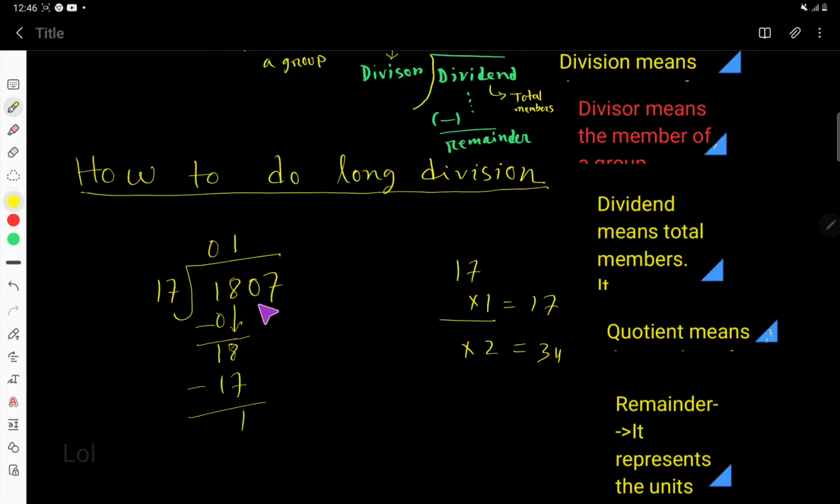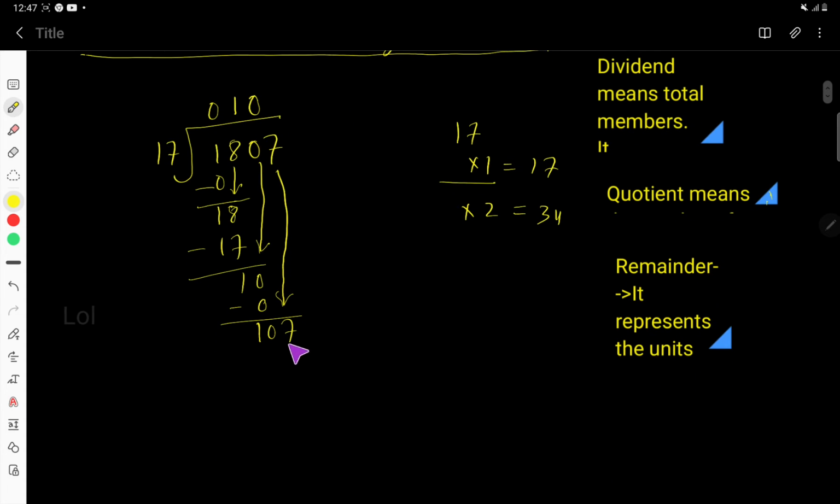So now bring down this 0. So after bringing down this 0, we are getting 10. 17 goes into 10 how many times? 0 times actually, because this is smaller. So 0 times 17, 0. If you subtract, then you are getting here 10. Now bring down this last figure, 107. This is your number.